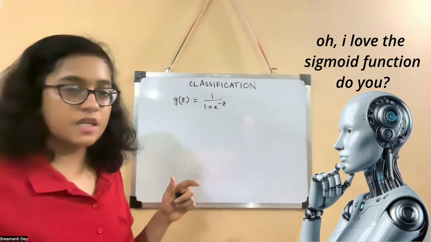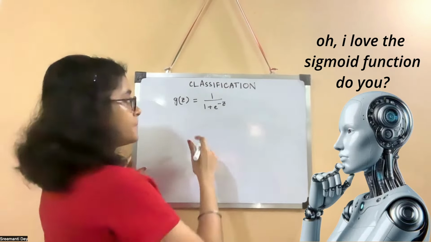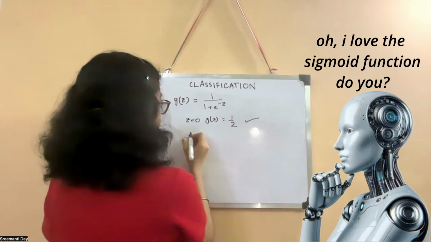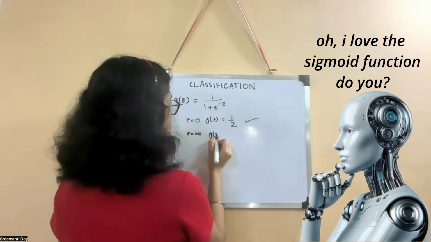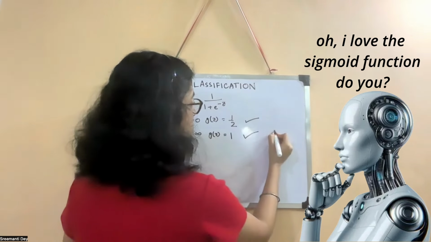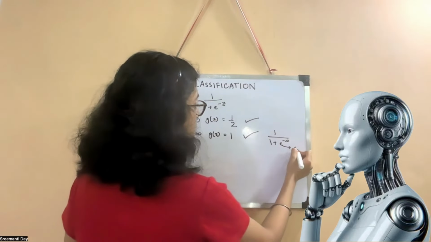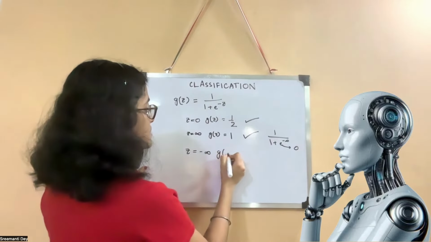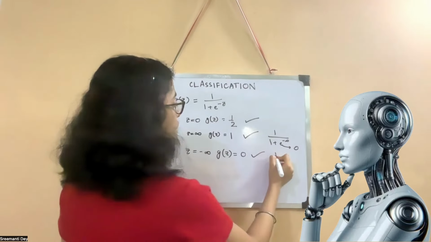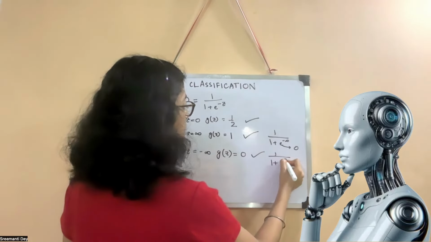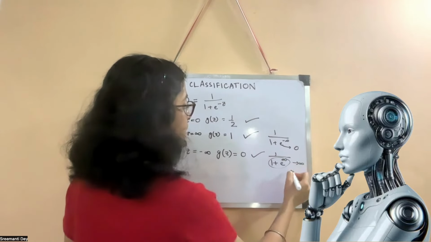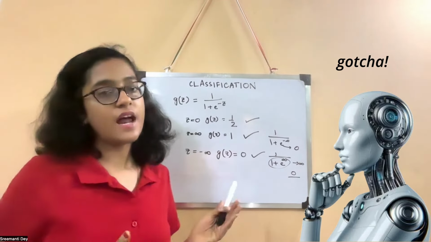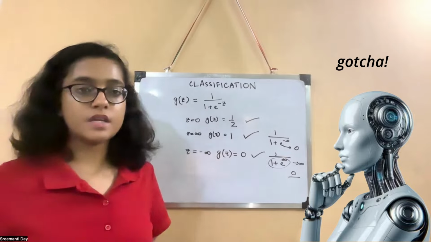So let's put in the values and see if it satisfies what we just saw. If z equals 0, then what is g(z)? It is half. Perfect. If z is infinity, g(z) is 1. Perfect, because 1 by 1 plus e to the power minus infinity, this tends to 0, so we have 1. And if z is minus infinity, then g(z) is equal to 0. Why? Because 1 by 1 plus e to the power infinity tends to infinity, so 1 by infinity is 0. So now we have a function which satisfies all these points. Now we have our ideal function. The sigmoid function is what we are going to use here.